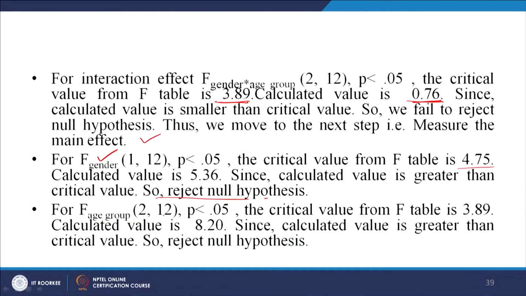Second, we will check the age group, the second main effect. At 2 and 12, 2 is because there were 3 levels, so 3 minus 1, and 12 is the denominator. The critical value is again 3.89 from the F table and the calculated value is 8.2. Since the calculated value is greater than the critical value, the null hypothesis is again rejected. That means age group also plays a vital role in the performance of the students.